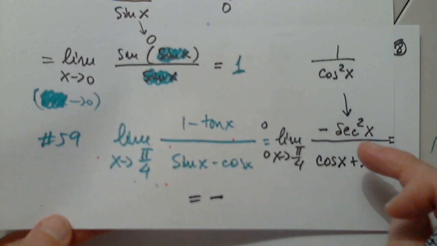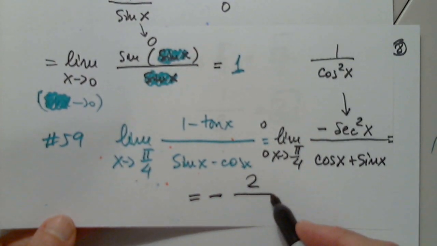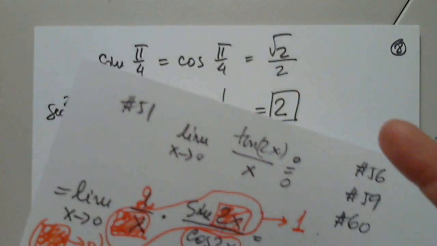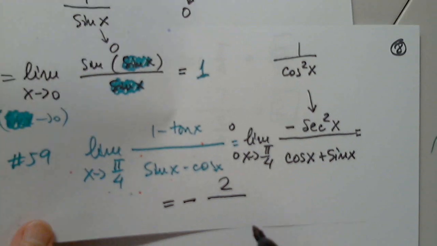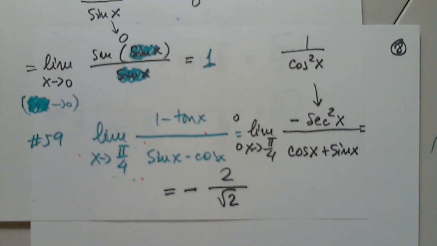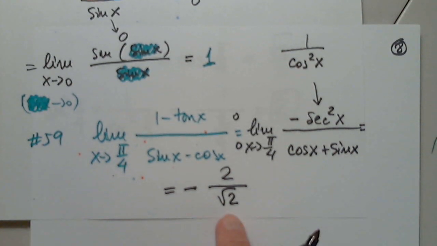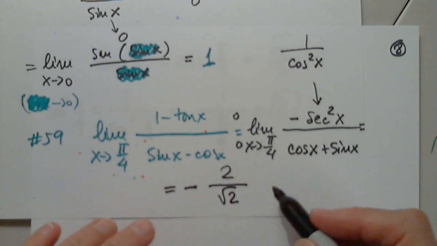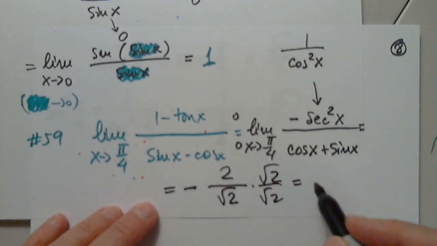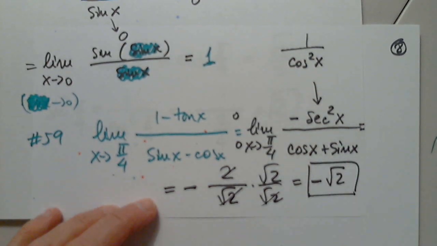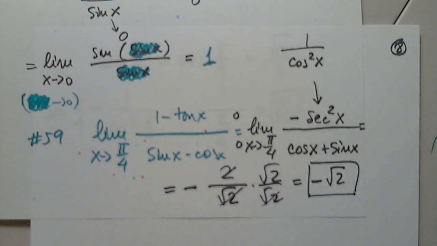So then the numerator is negative 2. The denominator is the square root of 2 plus the square root of 2, which is 2 square root of 2, which reduces to the square root of 2. Yes, we will rationalize. These will go away, so the answer is negative the square root of 2. We had enough information and skill to use L'Hopital's rule here.